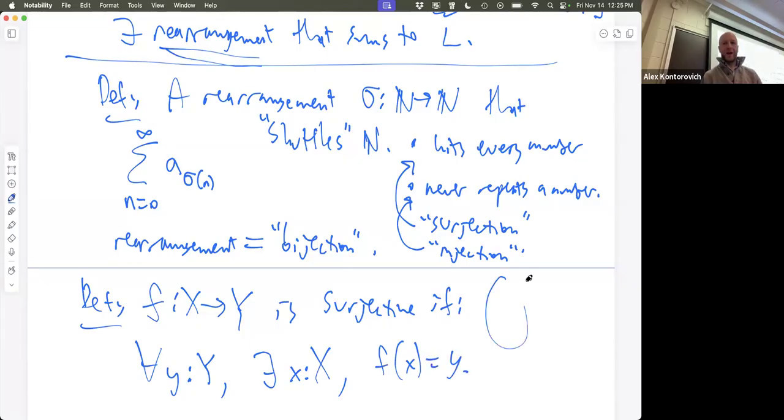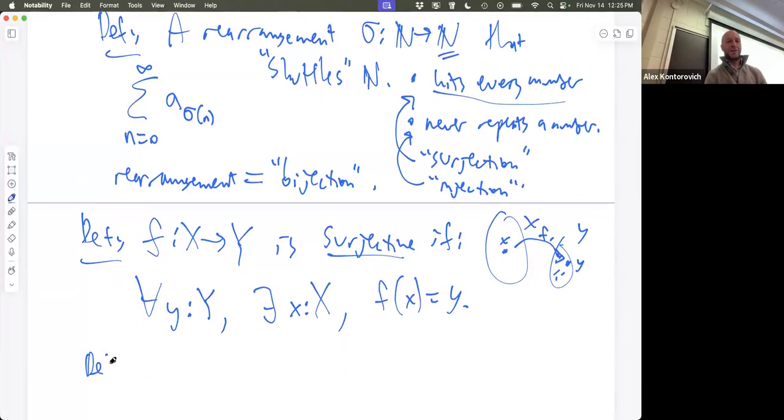Beautiful. Okay. So X is some abstract set. Y is some abstract set. No matter what point you choose here, little y, there's always some x in X so that f maps x to y. So everybody here gets landed on. That's what surjection means. We hit every number. We don't miss any number in the range. Okay, that's surjection. Let's talk about injection.